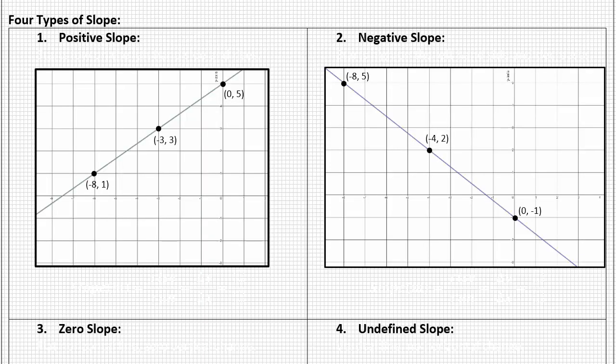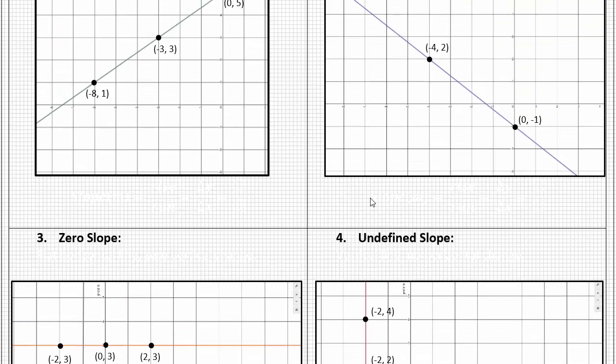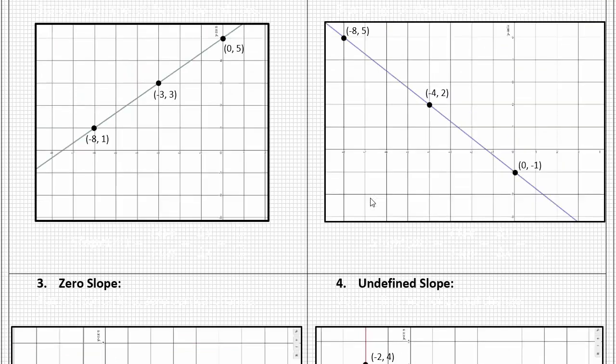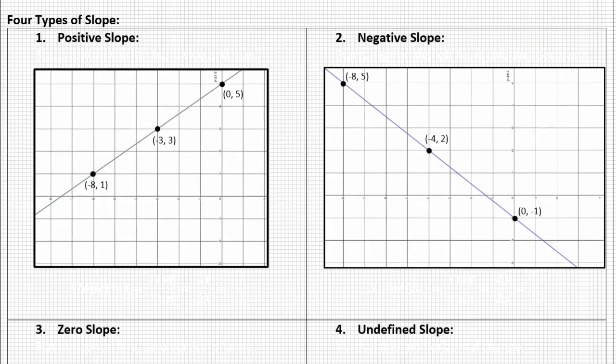Every linear relationship can fall into one of the 4 categories of slope. So we have positive slope here, negative slope, and then the last 2 examples would be a zero slope and an undefined slope. We're going to look at each of these 4 types of linear relationships and calculate the slope and see what makes each type unique.